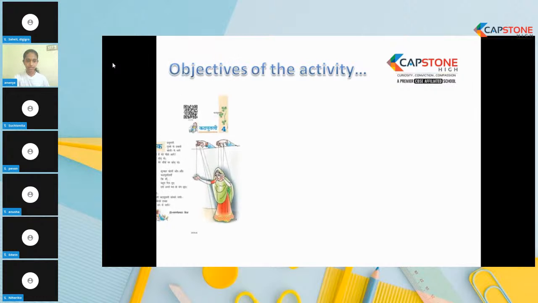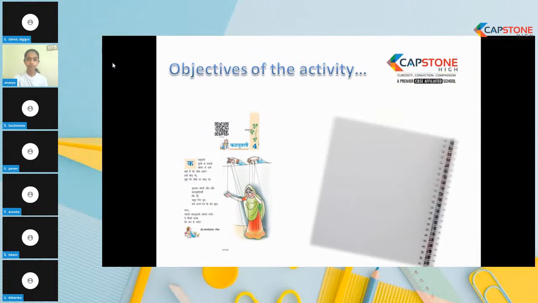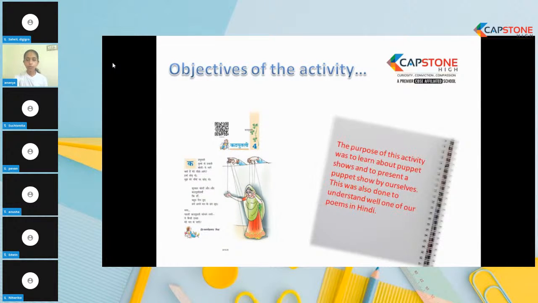Objectives of the activity. The purpose of this activity was to learn about puppet shows and to prepare a puppet show by ourselves. This was also done to understand well one of our poems in Hindi.